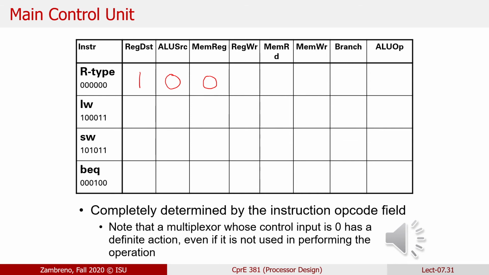I can tell a lot of you have it, which is great. It's not clear that everyone has it, and that's fine. Register write, that's our write enable port on our register file. So that should be a 1 if in fact we want to write back to the register file.